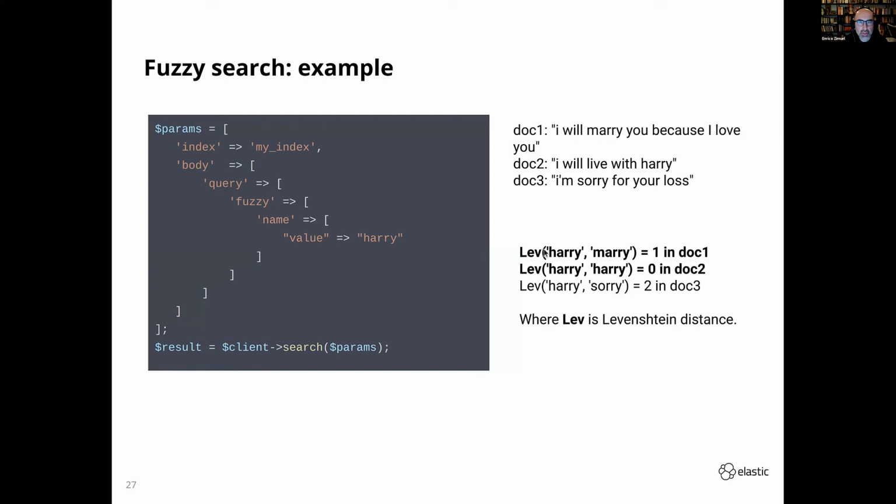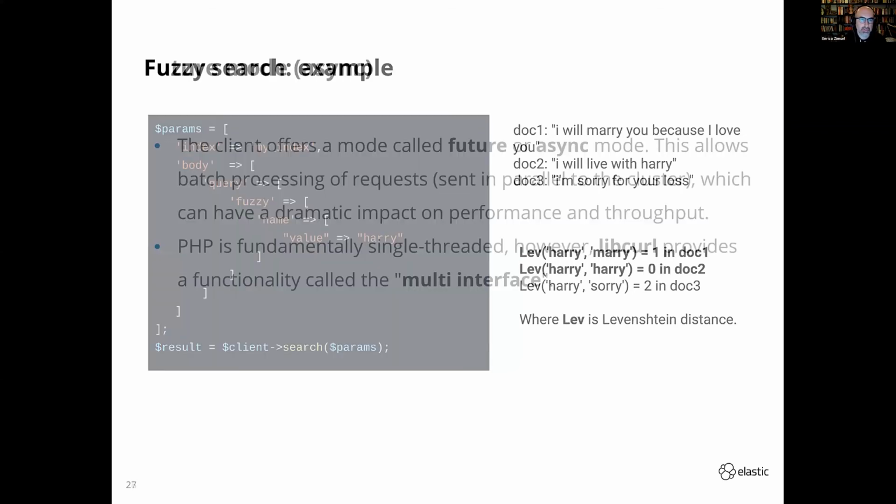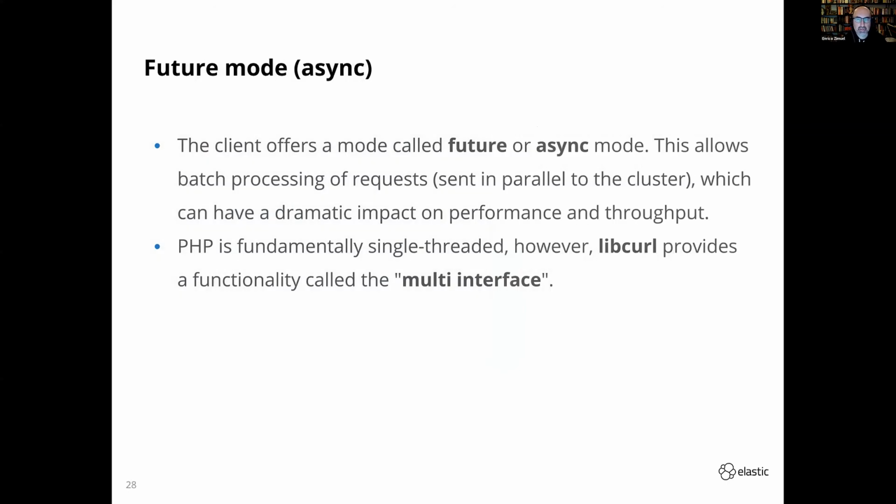So again, this is quite an important feature of Elasticsearch, and quite simple to implement, because all the work is done by Elasticsearch, of course. Okay, I mentioned that using the PHP client, you can also use asynchronous functions. Basically, the client offers a mode called future or async mode that allows you to process batches of requests sent in parallel. That means you can run different APIs in parallel.